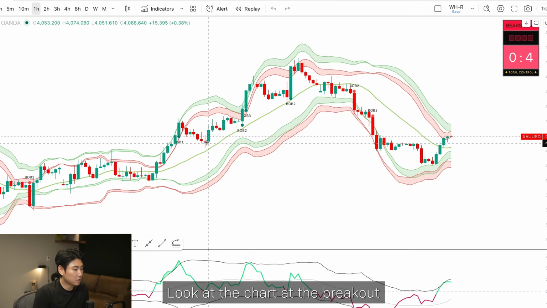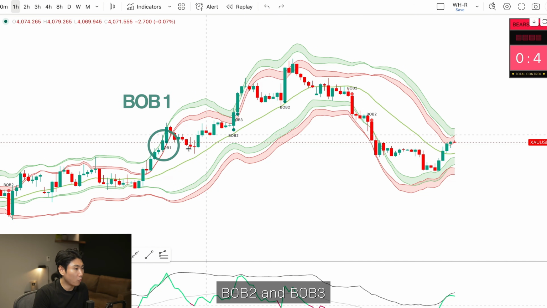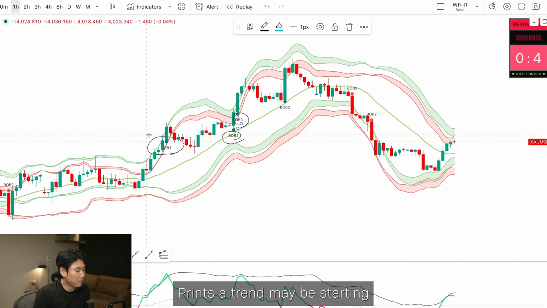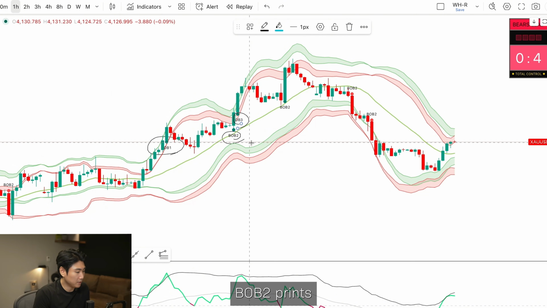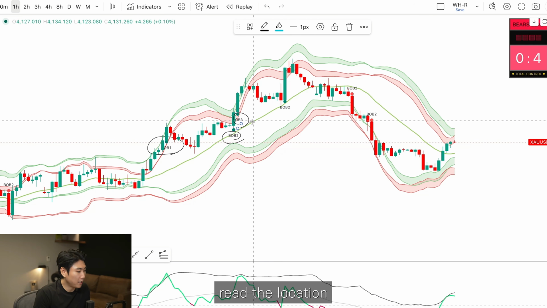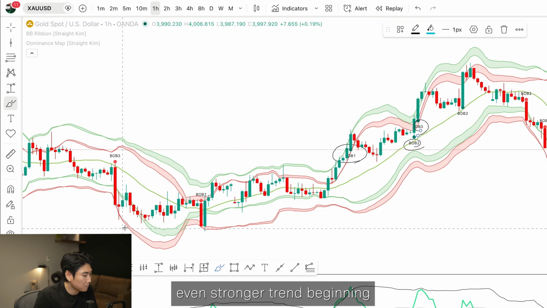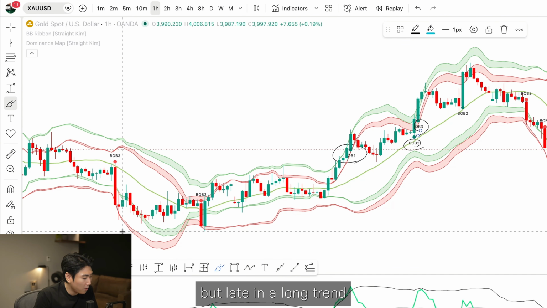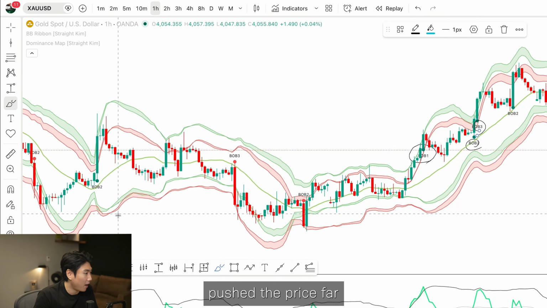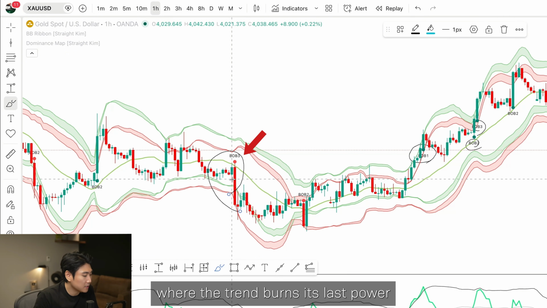Look at this chart. At the breakout moment, a BOB mark prints. I split it into BOB1, BOB2, BOB3. BOB1 prints, a trend may be starting. BOB2 prints, that trend may be getting stronger. BOB3 reads the location. At the start of a trend, it announces an even stronger trend beginning. But late in a long trend, after 3 or more BOBs have already pushed the price, it can be the final candle where the trend burns its last power.